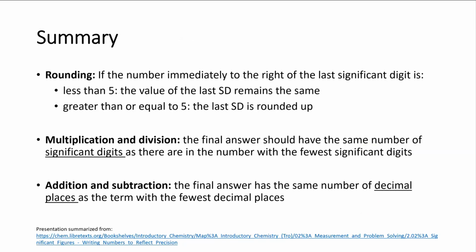Okay, to sum this up, for rounding, if the number immediately to the right of the last significant digit is less than 5, keep that last significant digit the same. If it's greater than or equal to 5, round that last significant digit up. For multiplication and division, the final answer should have the same number of significant digits as there are in the number with the fewest significant digits. And for addition and subtraction, the final answer should have the same number of decimal places as the term with the fewest decimal places. In the back of your textbook, there's more information on significant digits.